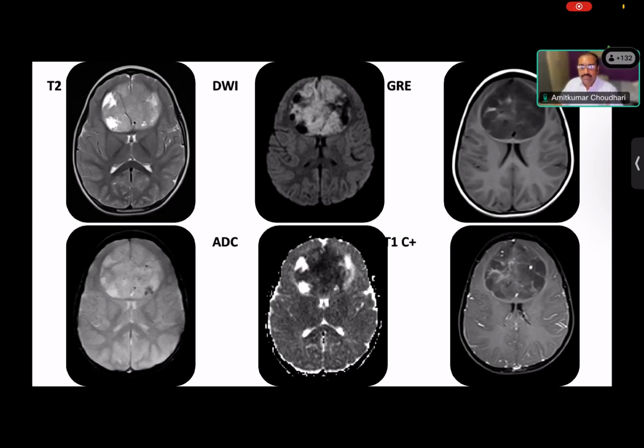So with all these features, a highly cellular tumor, the prime differential is an embryonal tumor, can be ETMR, can be ATRT, especially if the kid is under 2 years of age, can even be a diffuse hemispheric glioma or an ependymoma. So these are some of the differentials on imaging.